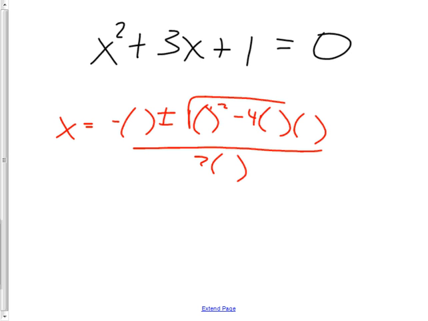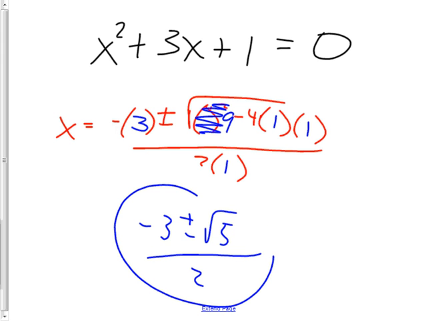So negative b, that's negative 3, plus or minus square root of b squared, which would be, I'm going to make this whole thing into a 9. Minus 4 times a is 1 times c is 1, and that means 9 minus 4, and 9 minus 4 is 5, so it's all over 2 times 1. So I got negative 3 plus or minus root 5 all over 2. Raise your hand if you had that. Good. Then you know how to use the quadratic formula. All right.